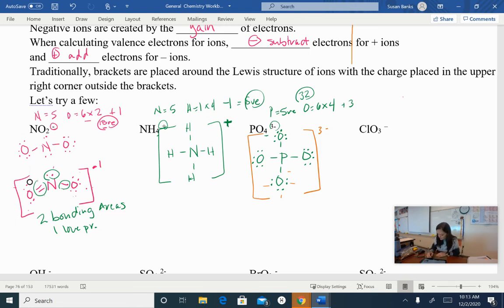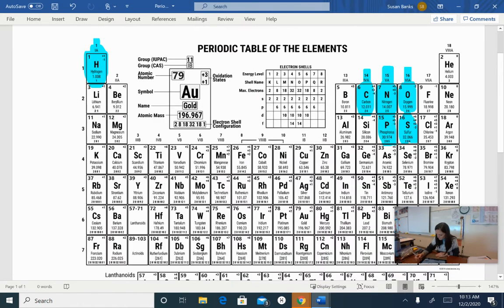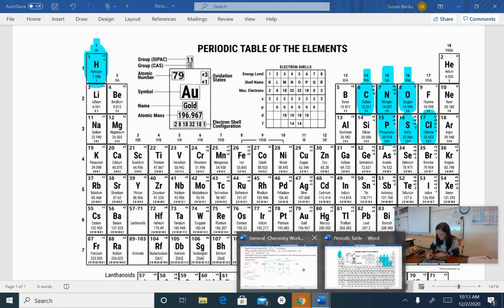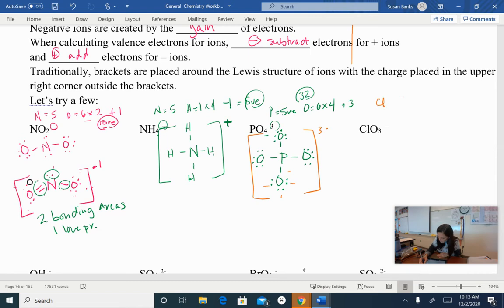Now for the chlorate ion. We need to look at chlorine. Chlorine has 7 valence electrons. Oxygen has 6. So chlorine has 7 valence electrons, oxygen has 6, and I've got 3 of them, so I'm going to multiply that by 3, and I've got this charge of -1. So I'm going to add in 1 more electron. So 6 times 3 is 18, plus 7 is 25, plus 1 more is 26. So I get 26 valence electrons.